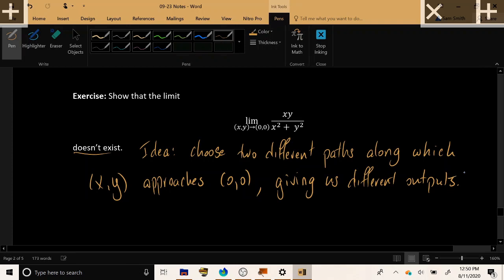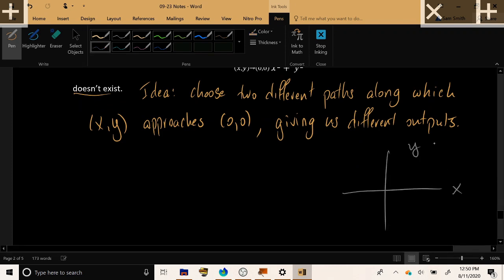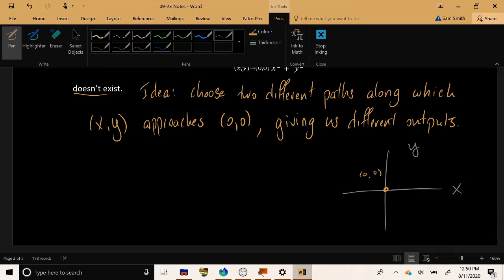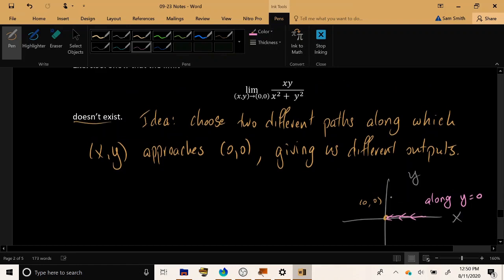Now, often this is a trial and error kind of thing. I tend to like to draw the xy plane over on the right hand side. And I will position 0, 0 here in the center, and I will consider some different ways that I can cut in and approach this point. For example, one way to approach this point would be directly from the east, along the path y equals 0.